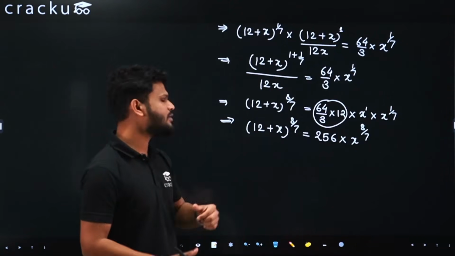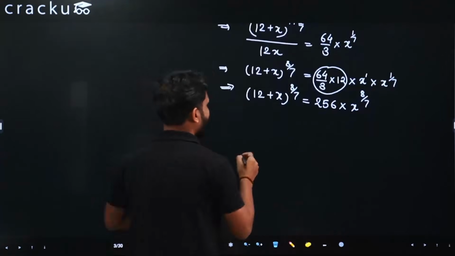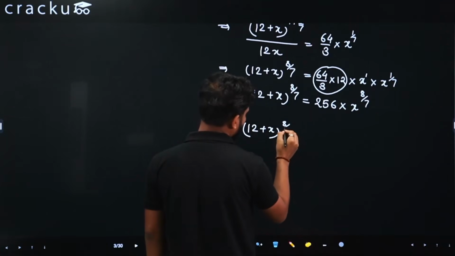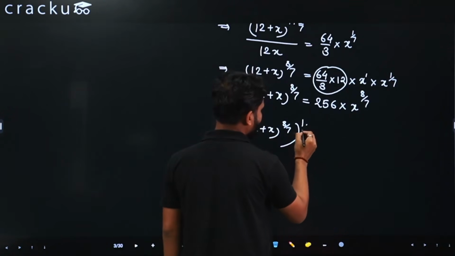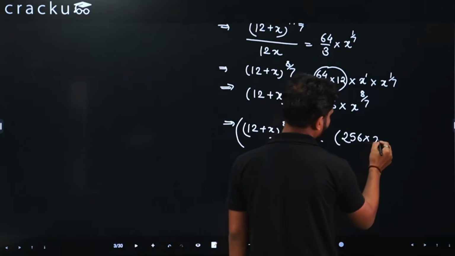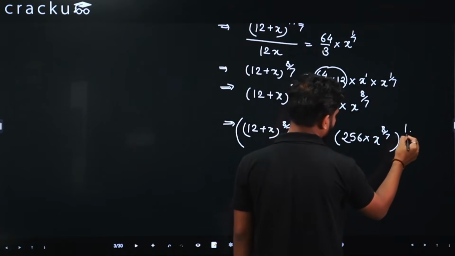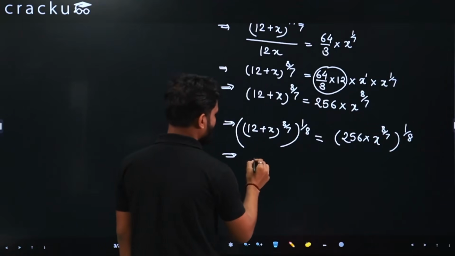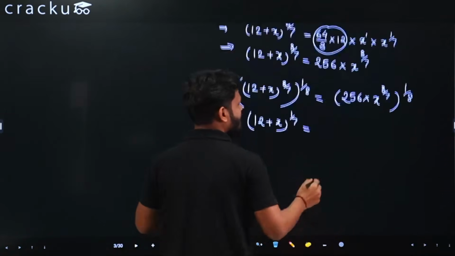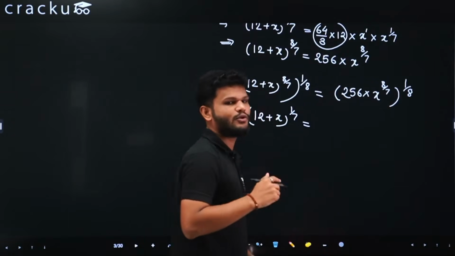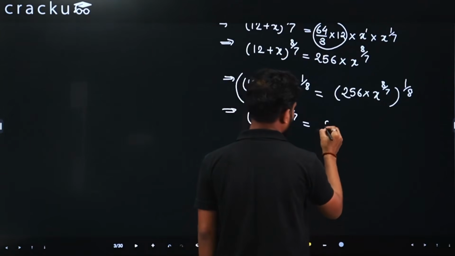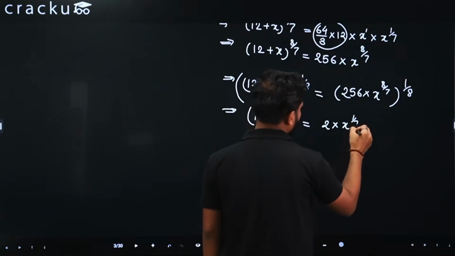Now from both sides, if you take the 8th root, so what will be the 8th root? The 8th root here will be 12 plus x raised to 8 by 7 raised to what? 8th root is nothing but 1 by 8, is equal to 256 into x raised to 8 by 7 raised to 1 by 8, right? So from here this is 12 plus x raised to 1 by 7 is equal to 256 raised to 1 by 8. What will be 256 raised to 1 by 8? It will be 2, because 2 raised to 8 equals 256. So this will be 2 into x raised to 1 by 7.